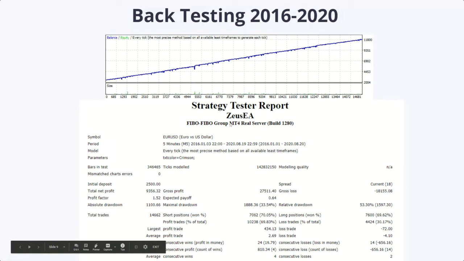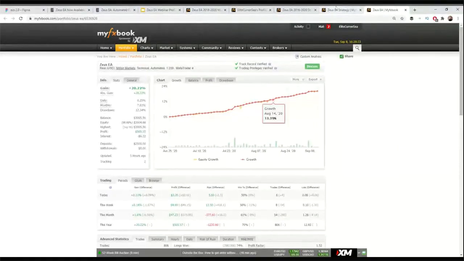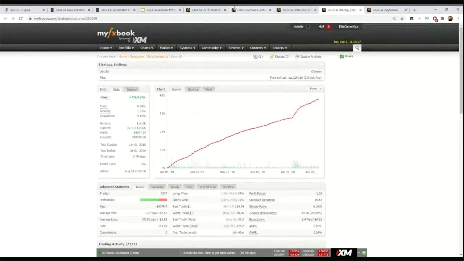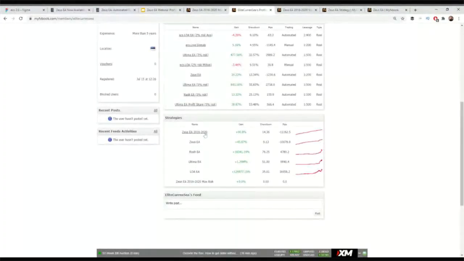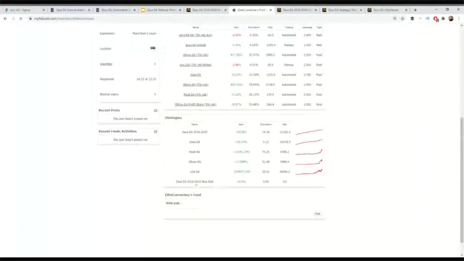Yeah, so this is the most recent test. I tried to add it already. Let me see if it worked out by any chance. Here you can see the profile from Elite Currency, and you see the 2016 to 2020 test. Zeus CA is 2018-2020, and this is 2016-2020 with max risk. I don't think it was added; somehow I tried to upload it, but it didn't work. I will try again in the near future, so you can keep an eye on that.